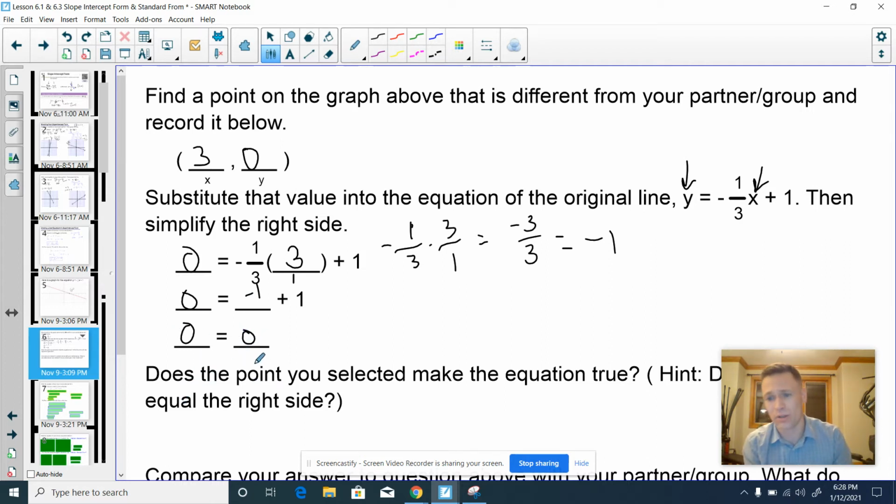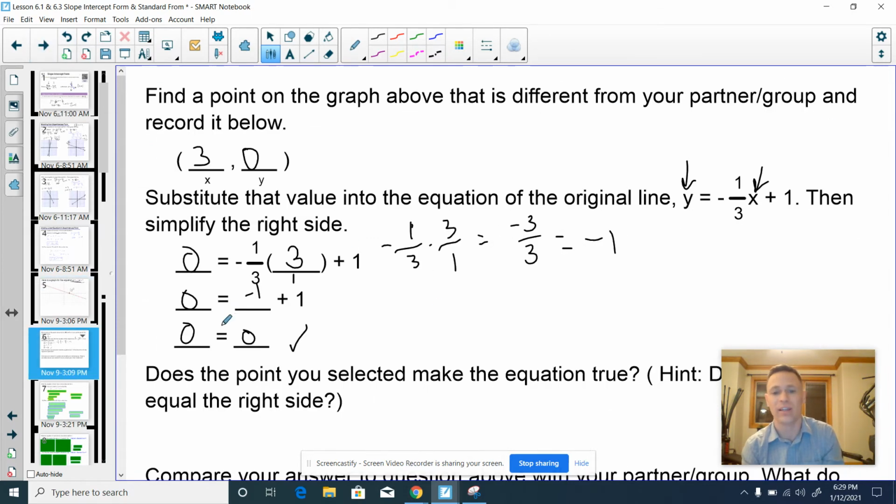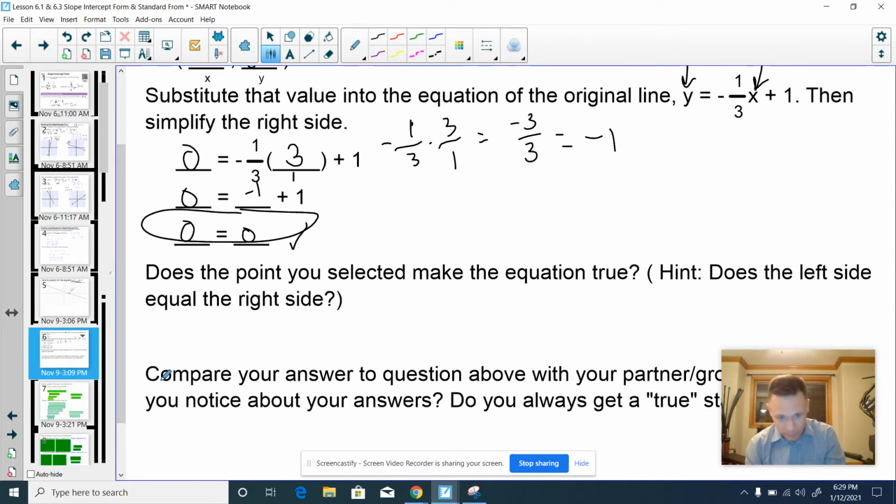And this is what we should be recognizing if we were to do this all in an activity for a class. Not everybody gets 0 equals 0, but everybody would get a true statement. You might get 2 equals 2 or 4 equals 4. It doesn't matter what it is. It'll be a true statement. And that is an important thing to know. What we did is we took a random point that was on this line. We substituted it into the equation of that line, and we got a true statement. That will always happen, okay? It will always, always happen.